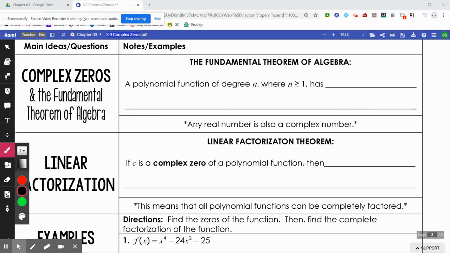In this video, we're going to be doing complex zeros and the Fundamental Theorem of Algebra. And some of these theorems are going to sound familiar because we worked them with real zeros.